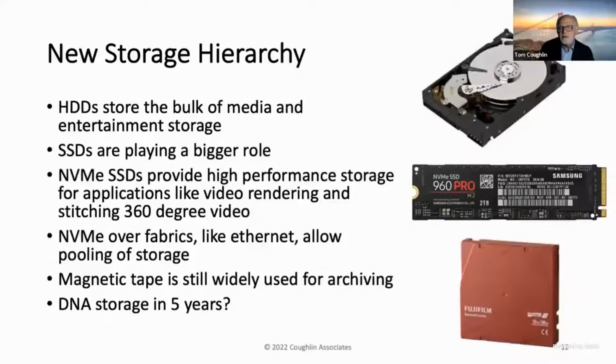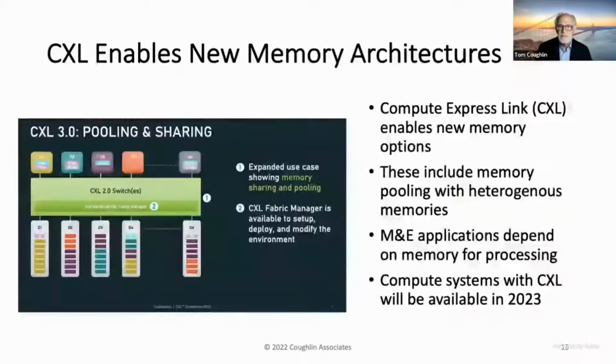Now, in addition, archiving is another important part of this hierarchy, and magnetic tape is still widely used for archiving media content. However, there are new technologies in the wings that are getting a lot of press right now. For instance, DNA storage may offer a new option for archiving content in the next 5 years or so.